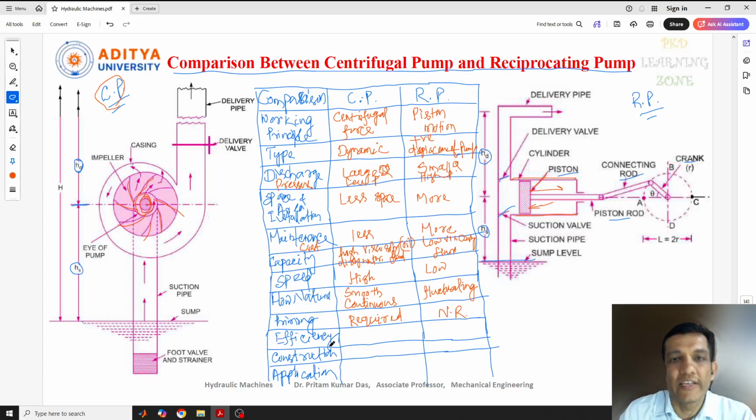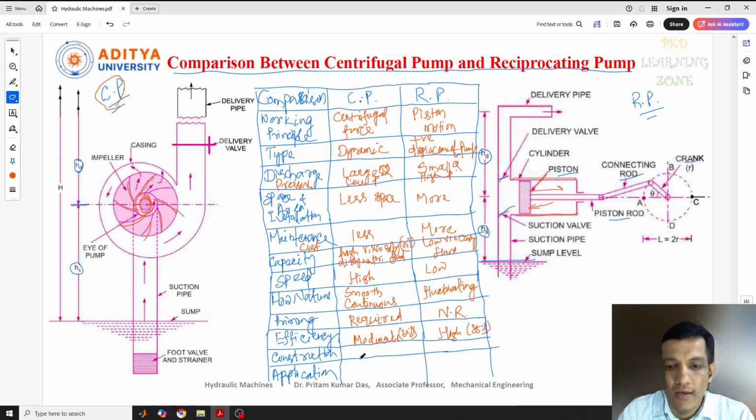Now coming to the efficiency. Efficiency-wise, the centrifugal pump is comparatively moderate, not low. Compared to the reciprocating pump it is less, and the reciprocating pump has high efficiency. High efficiency in the sense that it is nearly 85% for the reciprocating pump. But here, 50 to 60% will be the maximum efficiency.